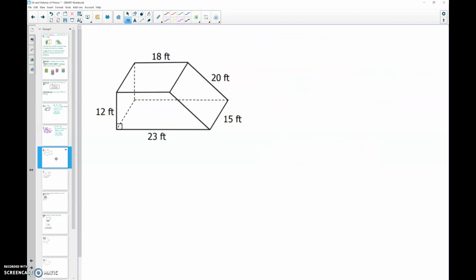Why don't you give another one a try? Now for this one, our bases are these trapezoids that are across from each other. So you'll need area of a trapezoid, and the height between the bases is 15, but the height of the trapezoid is 12.